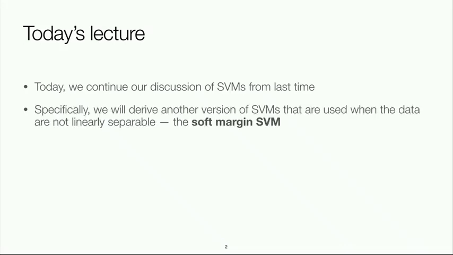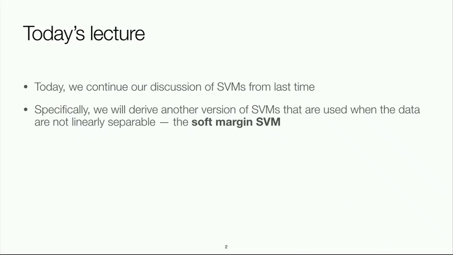So what we're going to do today is derive another version of SVMs that are used when the data are not linearly separable, when there's no actual line that we can put that perfectly separates class 0 from class 1, or class -1 from class 1. And this is what we call the soft margin SVM.